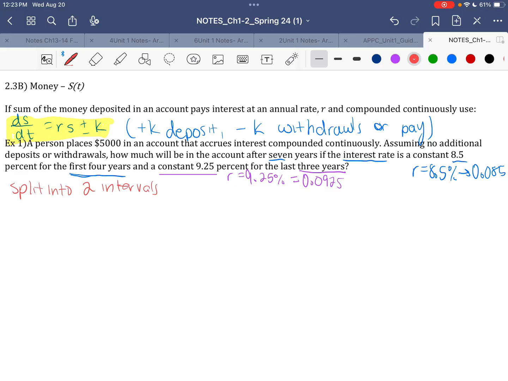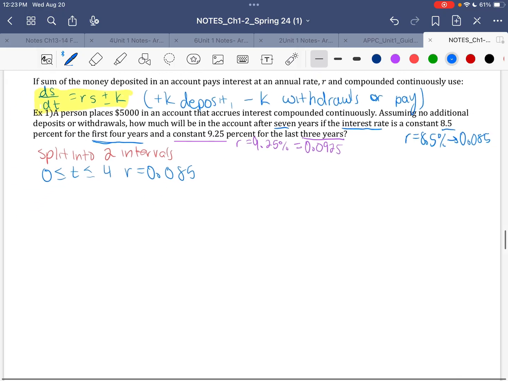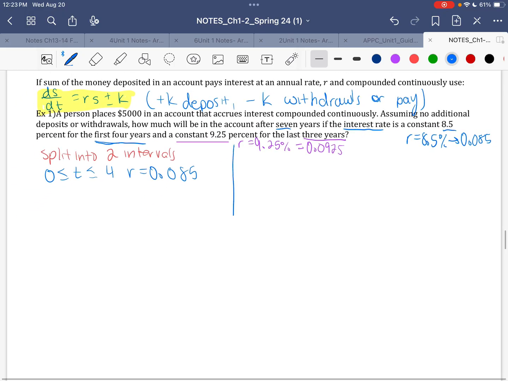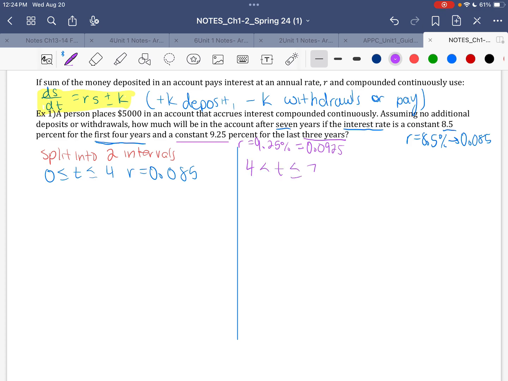One interval where we have time starting from 0 till 4, and R is 0.085. And then the other interval, time is between 4 and 7, and our interest rate is 0.0925.